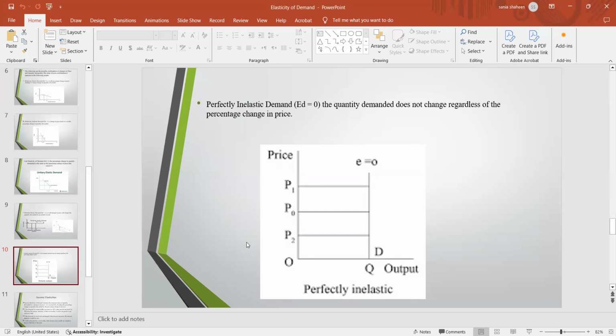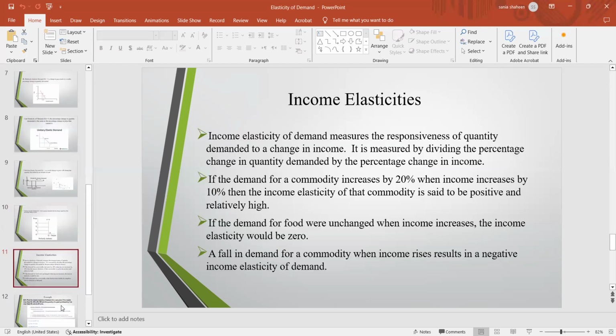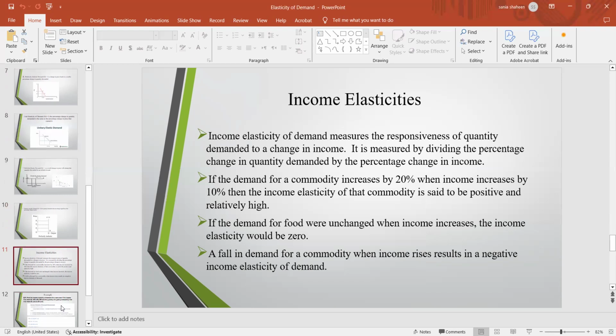That shows no response of the quantity demanded to changes in the price level. So these are extreme cases that are very rare in the real-world market, but we consider them as extreme cases. Income elasticity of demand.